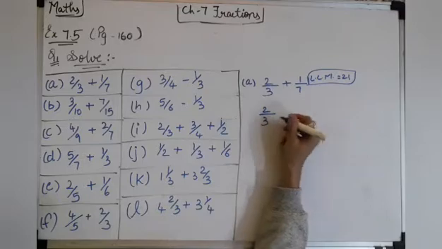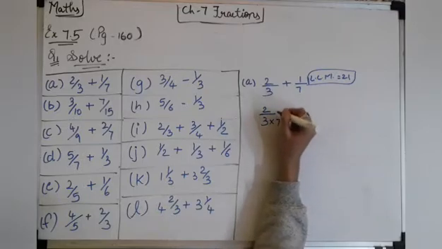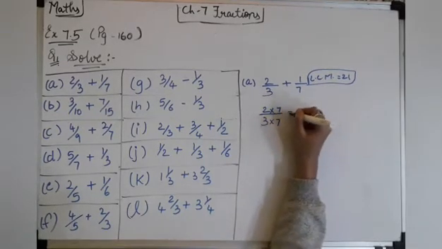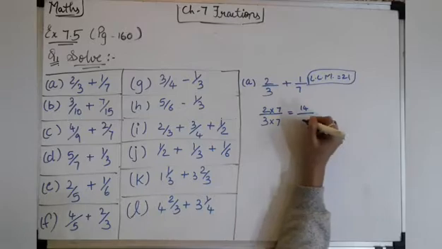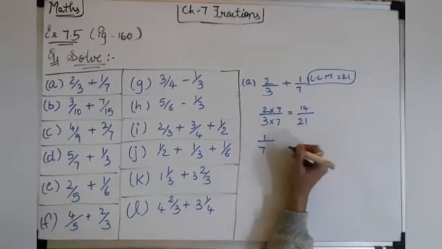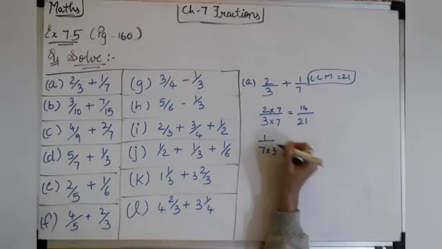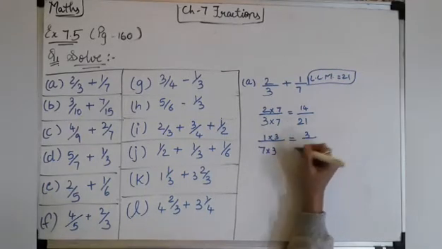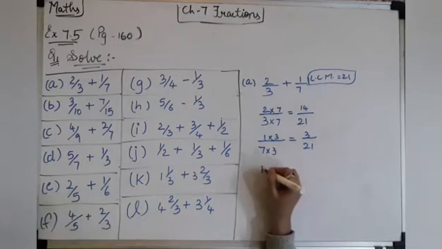2 upon 3: in the denominator we need 21, so I'll multiply by 7 to get 21, and in the numerator also multiply by 7. 2 sevens are 14 and 3 sevens are 21. 1 upon 7: in the denominator I need 21, so I have to multiply by 3, and in the numerator also by 3. 1 three is 3 and 7 threes are 21.